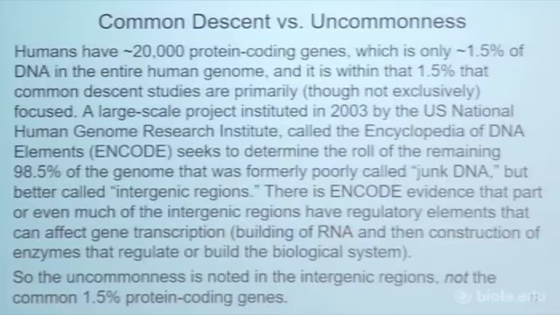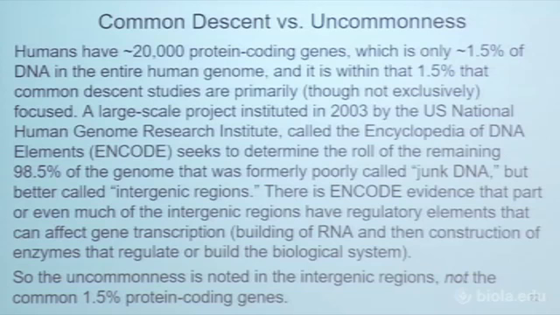Let's look further. Humans have 20,000 protein coding genes, which is only about 1.5% of the DNA. So only about 1.5% of our DNA is the DNA that really codes for the construction of our body. And it's within that 1.5% that common descent studies are primarily, though not exclusively, focused.